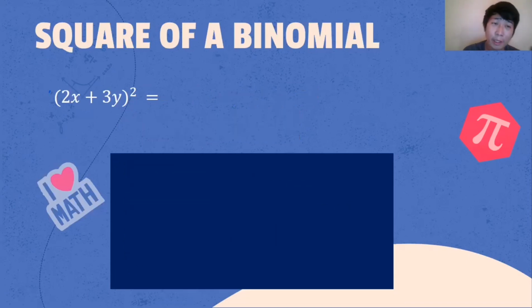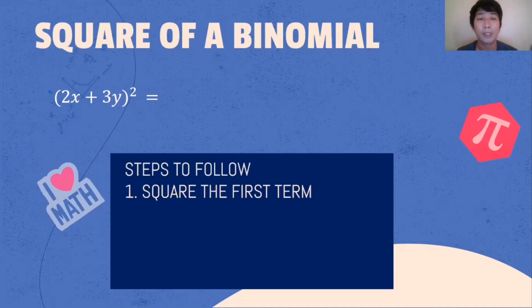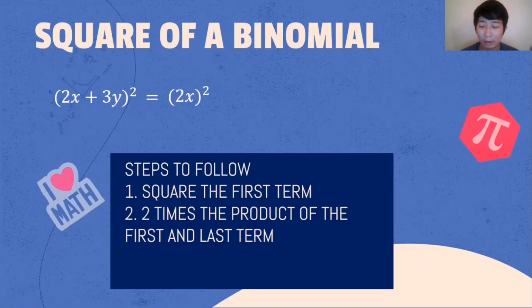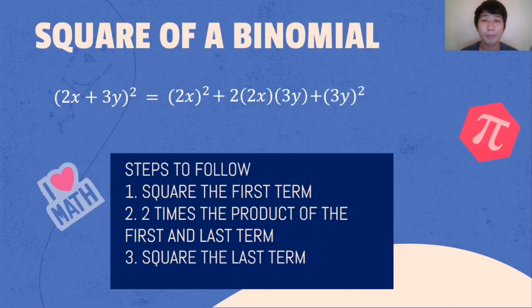Next, we have another example, the quantity of 2x plus 3y squared, where 2x will be our first term and 3y will be our second term. Let's try to understand again the following steps. The first one, square the first term. Next, 2 times the product of the first and last term. Next, square the last term. Again, square the first term, 2 times the first and second term, square the last term. Let's now try to simplify.